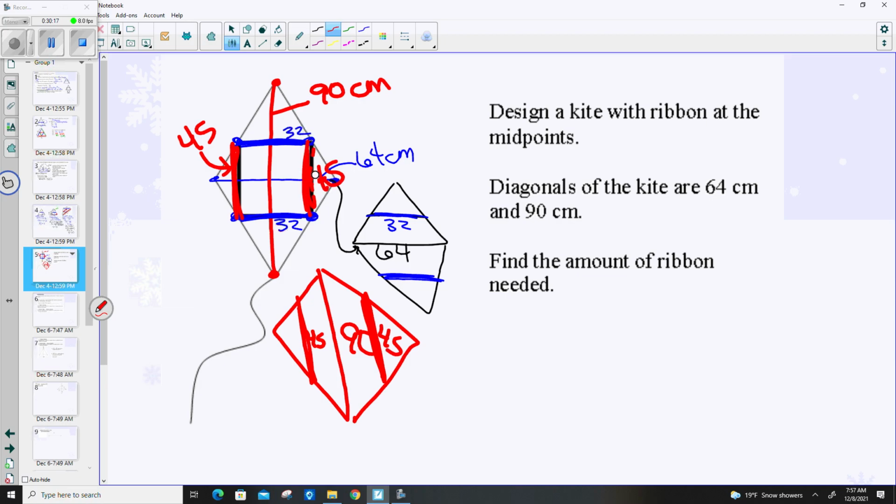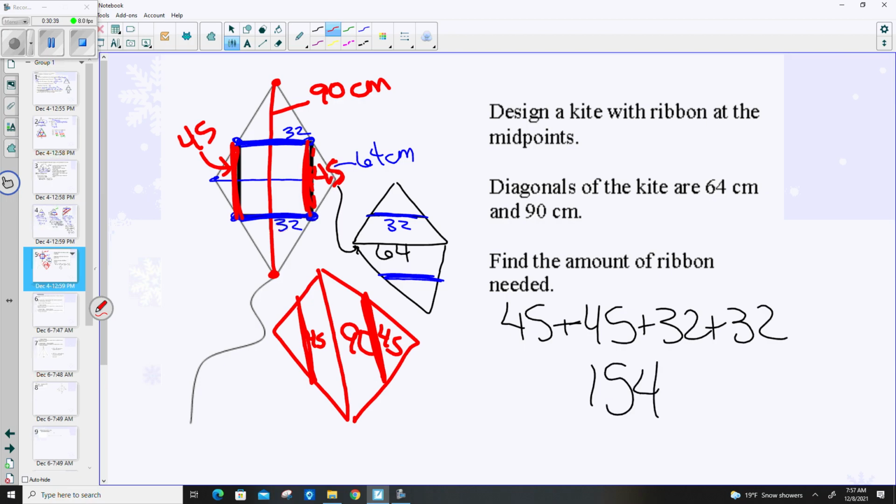Okay, so if we know all of those measures, how much ribbon is needed? And how'd you get 154? Perfect. Say again how much it is? Thank you. 154 centimeters is correct.